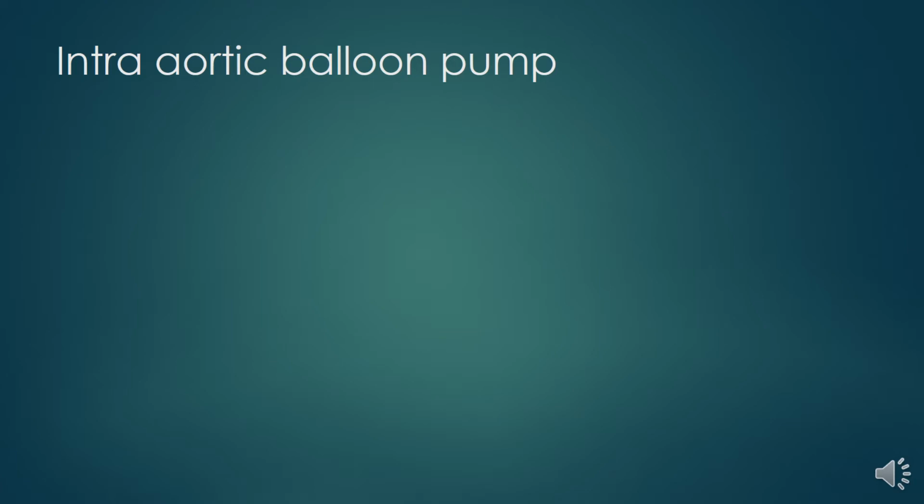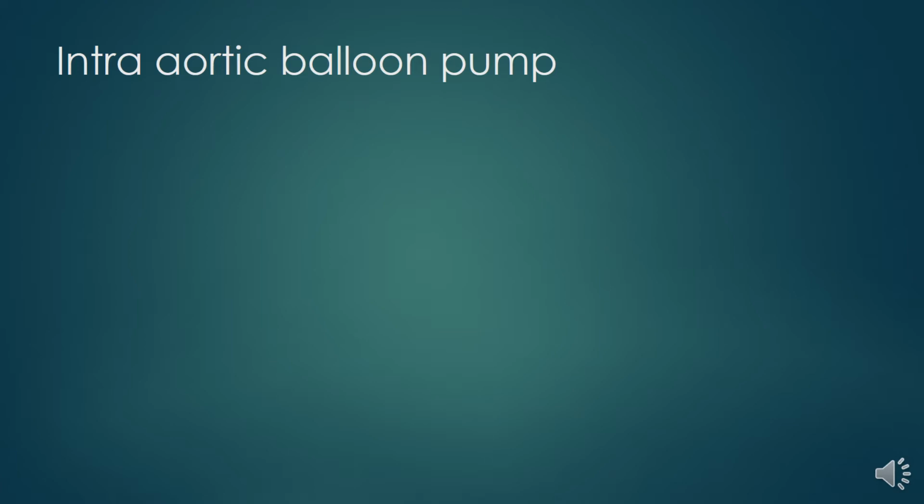This device consists of two fundamental parts: a double lumen 25 to 50 ml balloon catheter attached to a console. The balloon is inflated with helium gas, which is low density and easily absorbed into the blood in the case of balloon rupture. Balloon size is determined based on the patient's height.